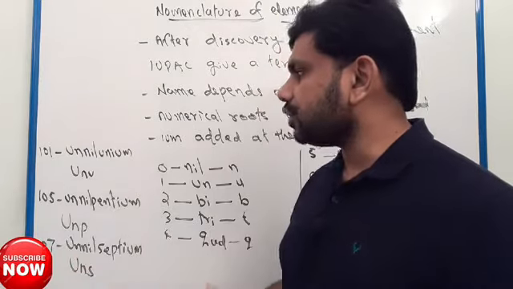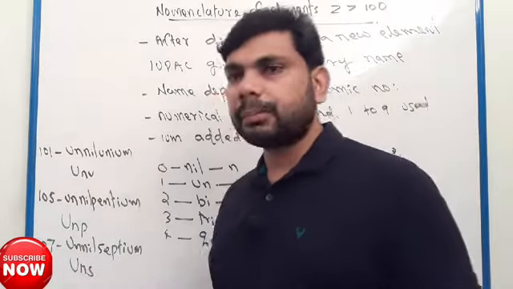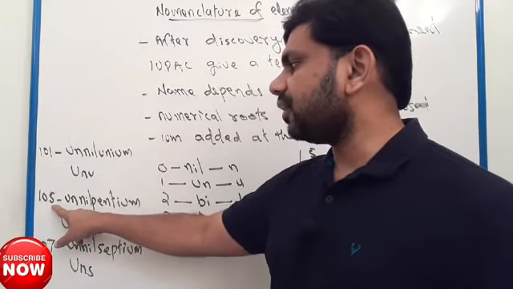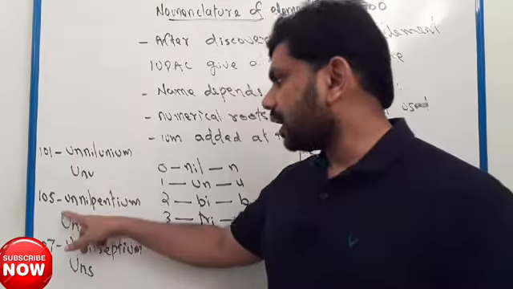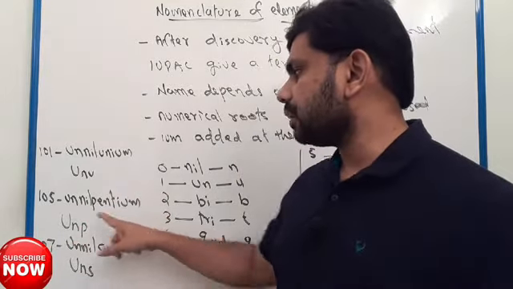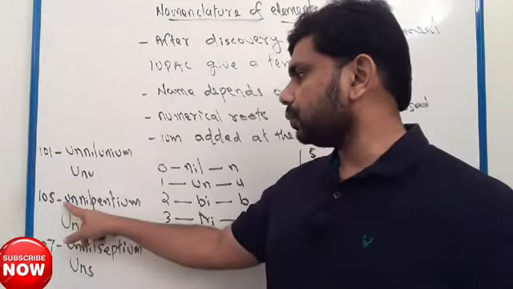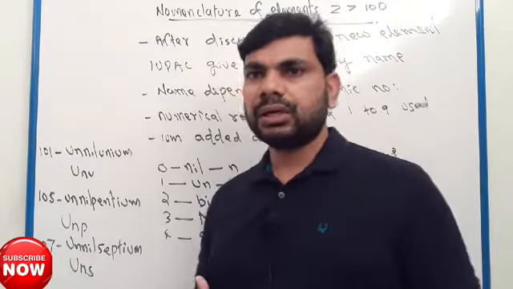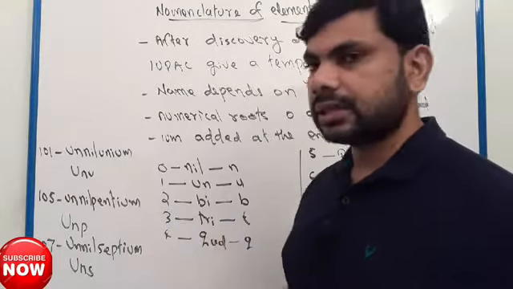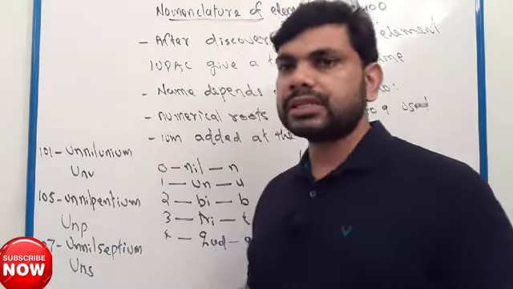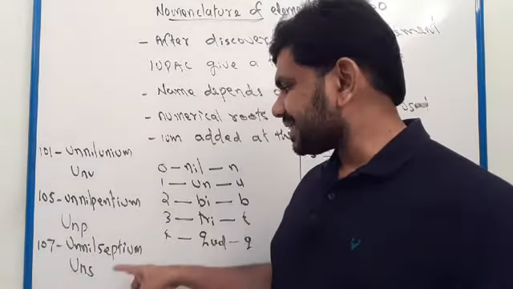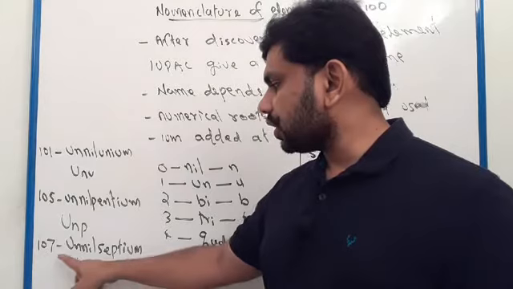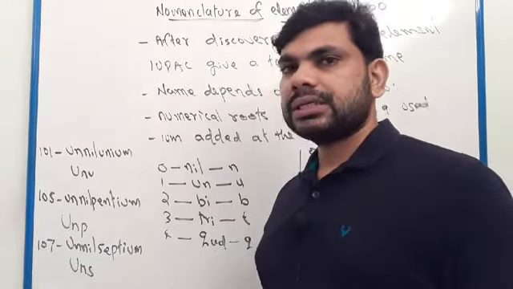See another example, the IUPAC name for the element with atomic number 105. We use 1 un, 0 nil, and 5 means pent, so unnilpentium. You can use the first letters for the symbol, Unp, with the first letter capital. Last example, 107. Here un nil sept, 7 means sept, so unnilseptium. The symbol is Uns.